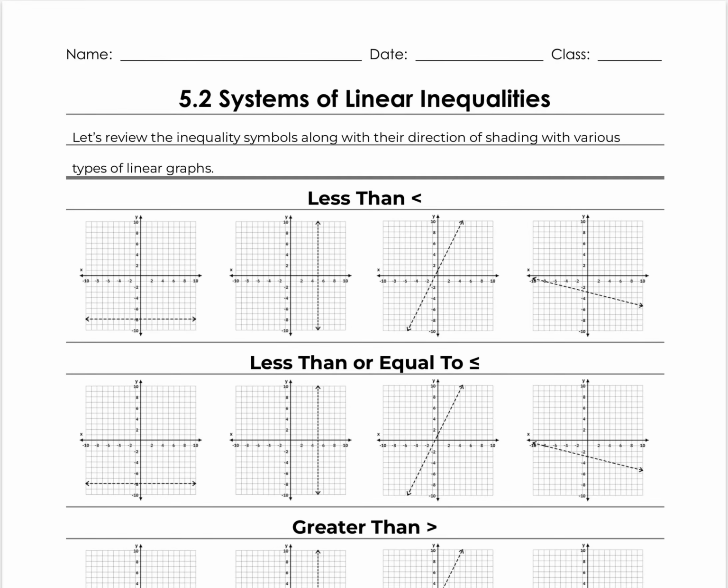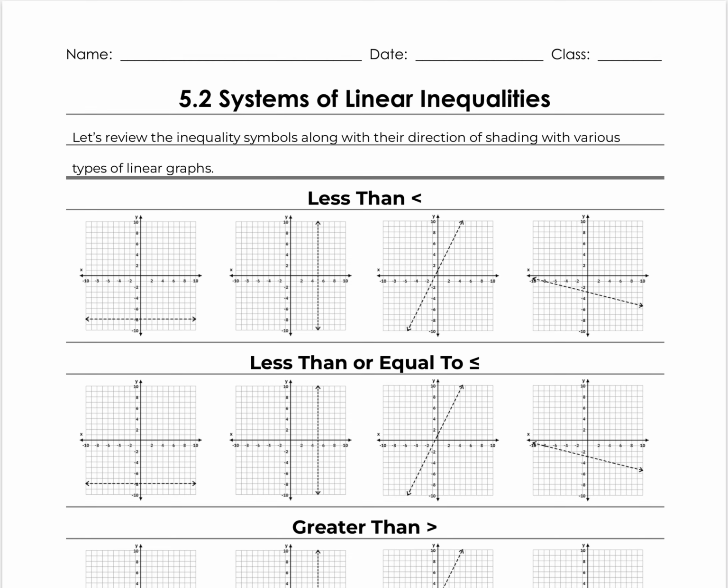This note is titled Lesson 5.2 Systems of Linear Inequalities. Let's review the inequality symbols along with their direction of shading with various types of linear graphs. So when you're looking at linear inequalities, you need to be able to read your symbol. Your symbol will tell you two things that you're going to need to know.